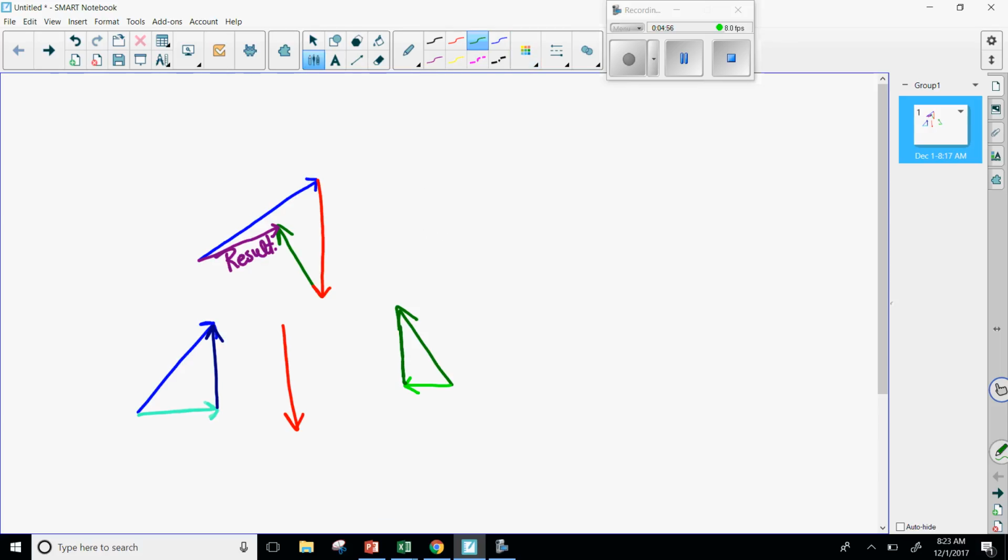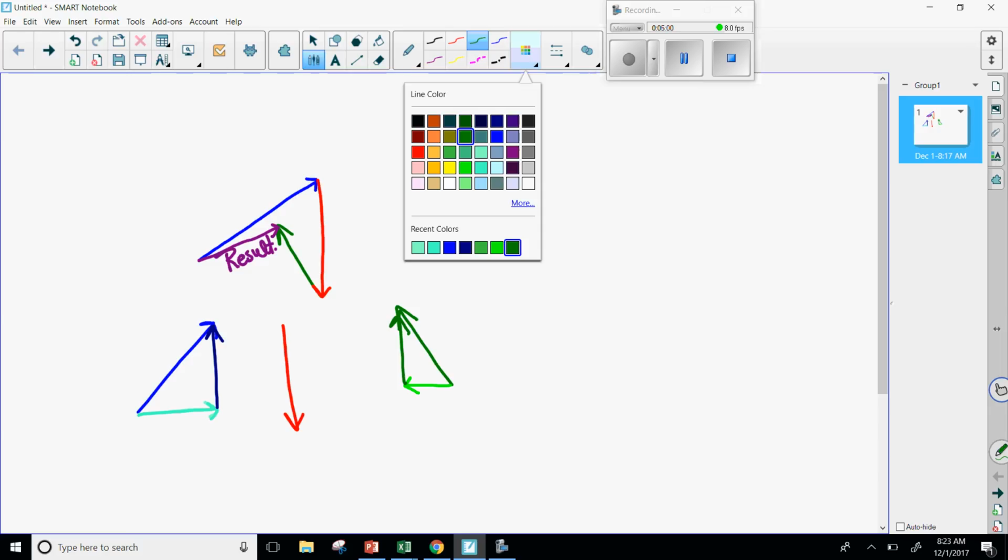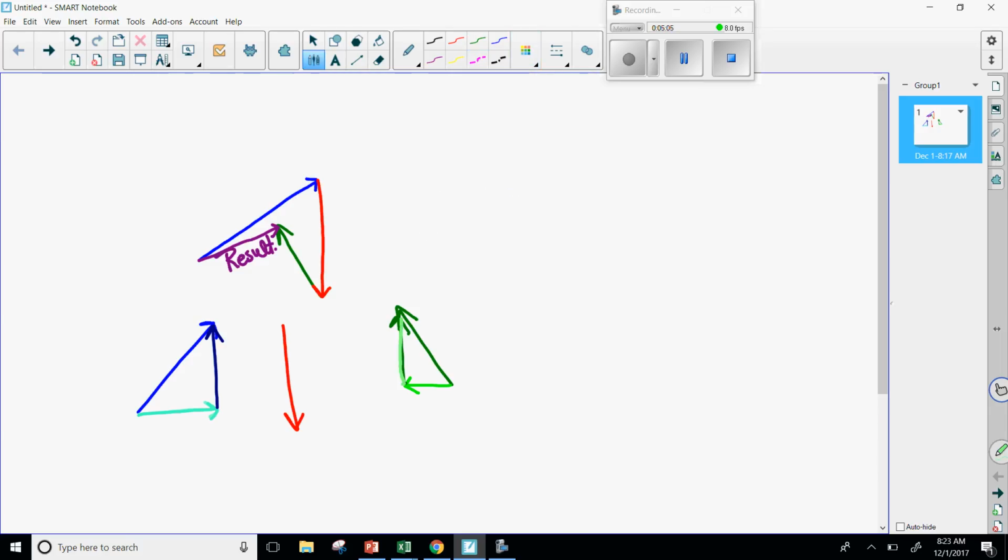Is that one going to work? That looks like about the same color, doesn't it? It definitely has to be a different color.